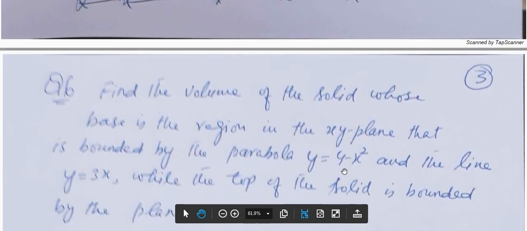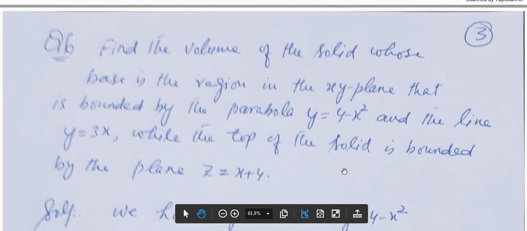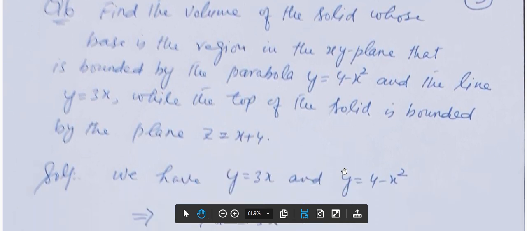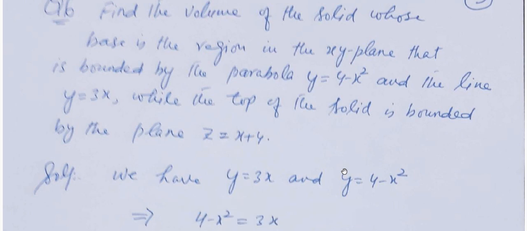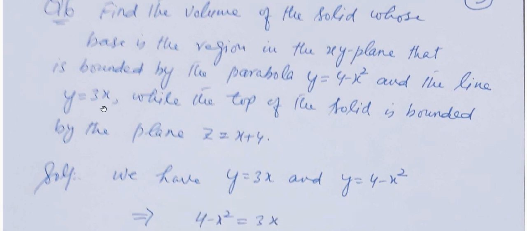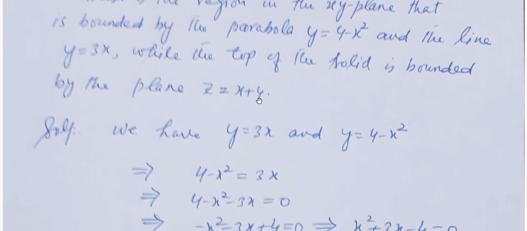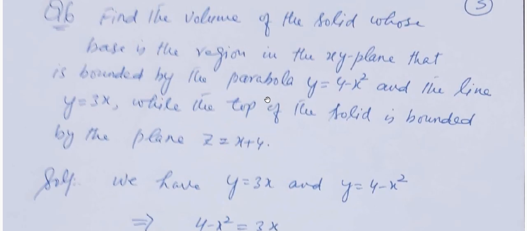Okay, next question is: find the volume of the solid whose base is the region in the xy plane that is bounded by the parabola y is equal to 4 minus x square, and the line y is equal to 3x, while the top of the solid is bounded by the plane z is equal to x plus 4. So again you have to find the volume.